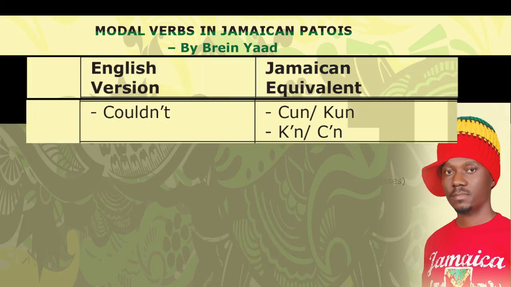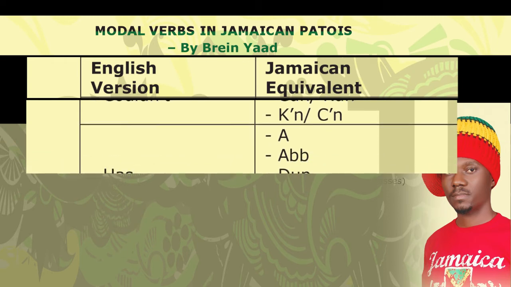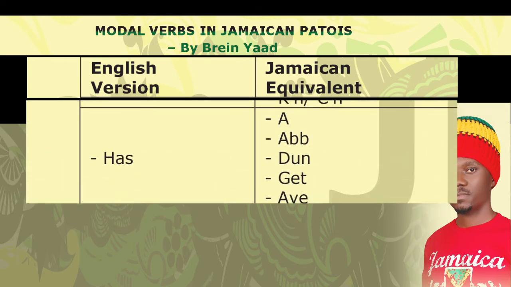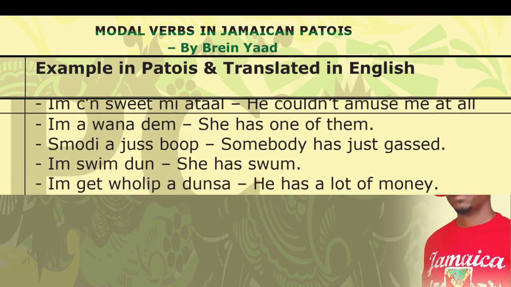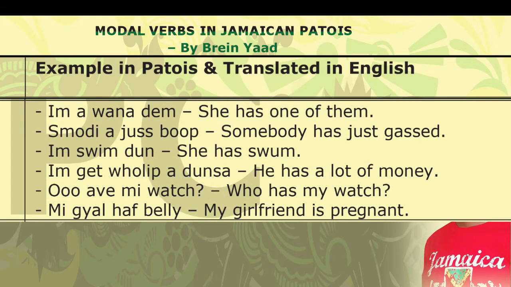Alright. Yes, we go to the next modal verb, which is has. How do you say has in Jamaican? Has can be replaced by a, or ab, or done, get, or have. All those can mean has, depending on usage. For example, somebody says, im ab one of them, meaning he has one of them.